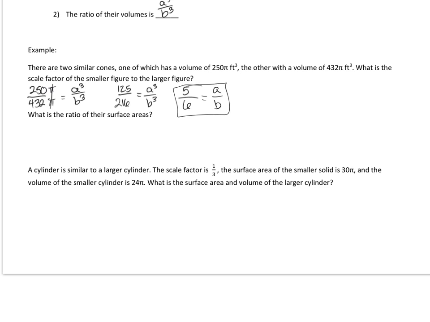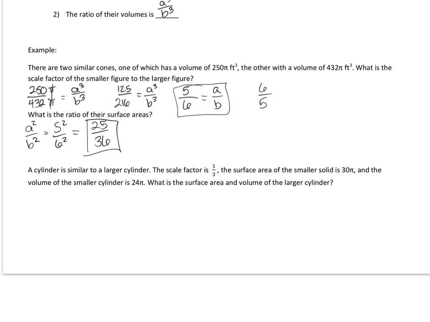Now if I wanted to multiply my smaller figure by a number to get to the larger figure, we would use 6 over 5 as the multiplier. So now what is the ratio of their surface areas? Well, the ratio of their surface areas is going to be a squared over b squared. So I take my a over b and I square both numbers, and I get 25 over 36 as the ratio of their surface areas.